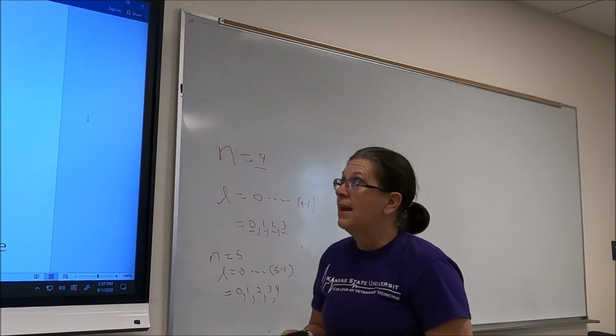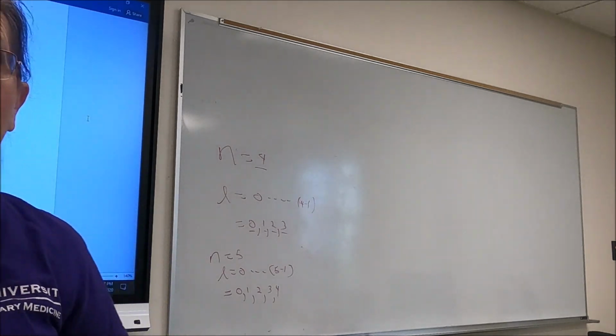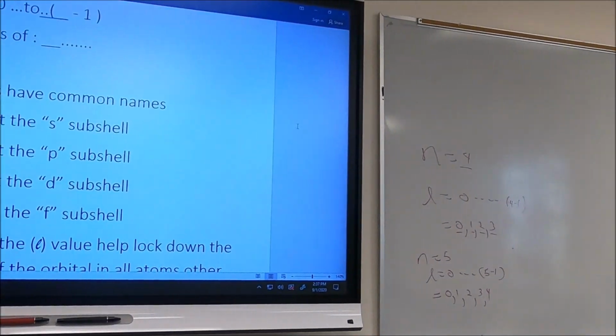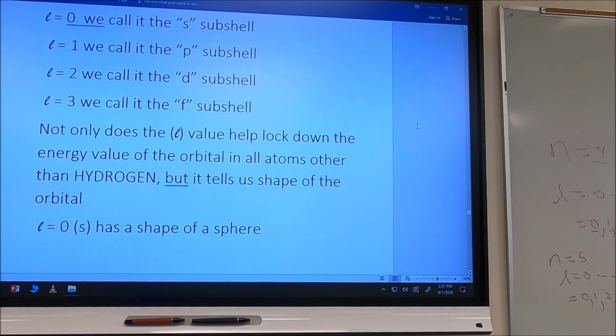Okay? Now, the value of L does a couple of things for us. One, it helps us determine the energy of the electron. Very important. The other thing that L does for us, the subshell number, is it's going to tell us something about the shape. Now, subshells are so important, they have common names.